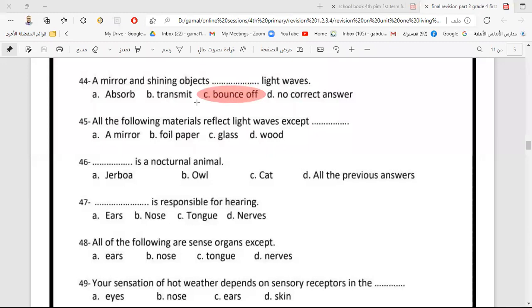Bounce off equals reflect, okay? Bounce off equals reflect. The same meaning of reflect, okay? So the answer is bounce off, okay?